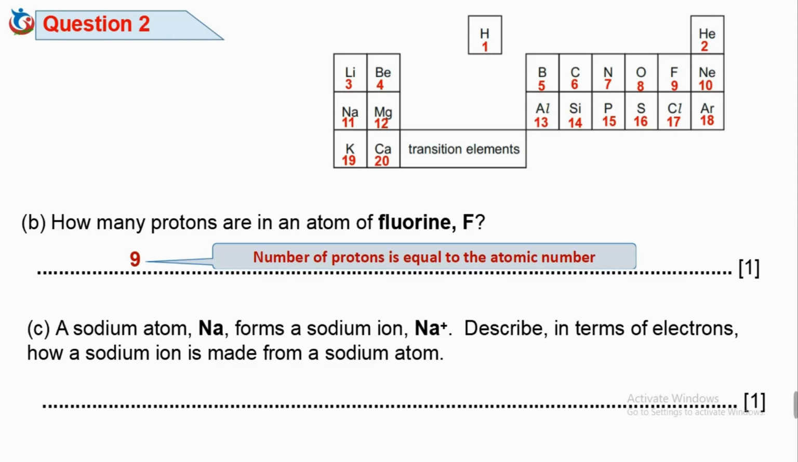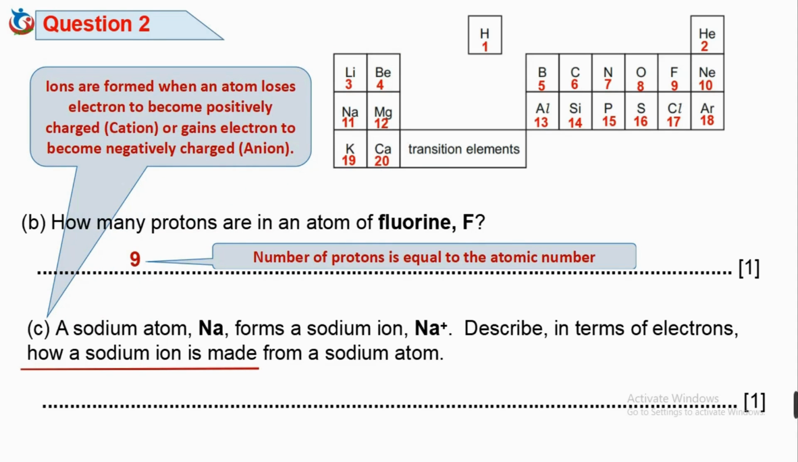Question 2c. A sodium atom forms a sodium ion. Describe in terms of electrons how a sodium ion is made from a sodium atom. The first thing to understand is how ions are formed. Ions are formed when an atom loses electron to become positively charged cation or gains electron to become negatively charged anion. Back to our question, sodium atoms forms a positively charged sodium ion. Positive ions are formed by losing electron. Hence, sodium atom loses an electron to form sodium ion.